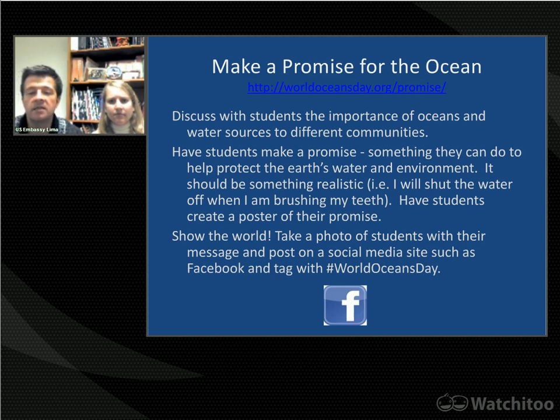For this particular activity, we discussed with students the importance of oceans and water sources to different communities. So, just throwing out the first discussion question to a beginner group of students, why is water important to you? And you get a lot of interesting comments even from the beginner students. After that, we had students make a promise, something that they could do to help protect the Earth's water or environment. And it should be something realistic, something that they can promise to do for at least 1 year.